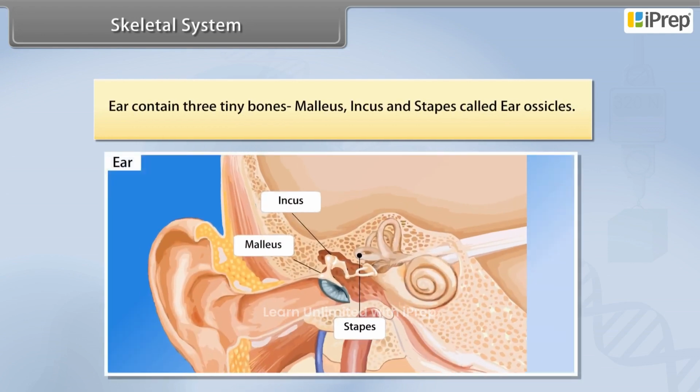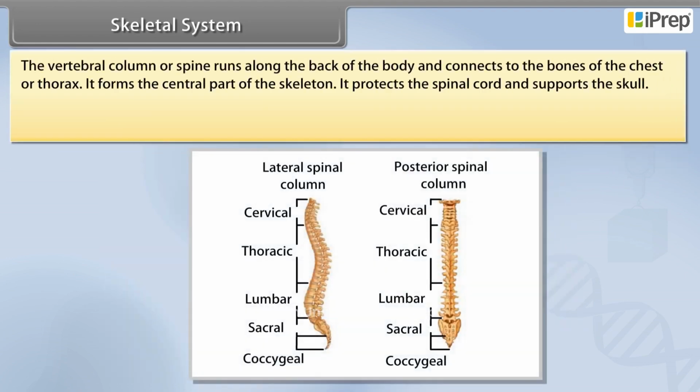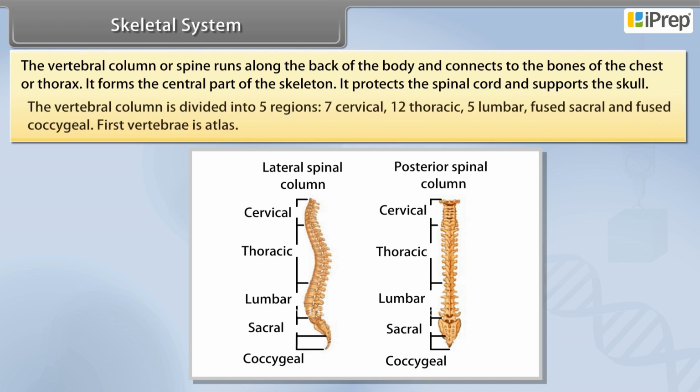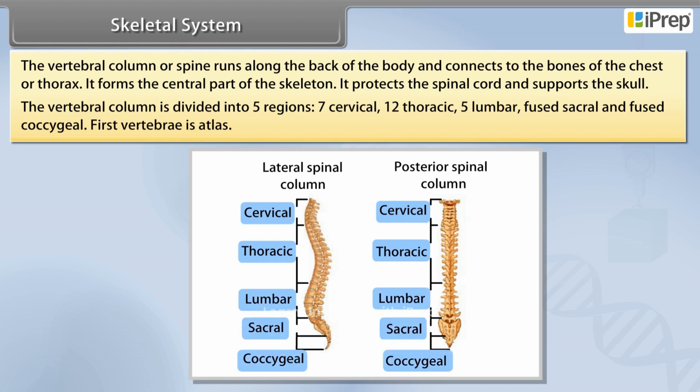The ear contains 3 tiny bones, malleus, incus, and stapes, called ear ossicles. The vertebral column or spine runs along the back of the body and connects to the bones of the chest or thorax. It forms the central part of the skeleton. It protects the spinal cord and supports the skull. The vertebral column is divided into 5 regions: 7 cervical, 12 thoracic, 5 lumbar, fused sacral, and fused coccygeal.